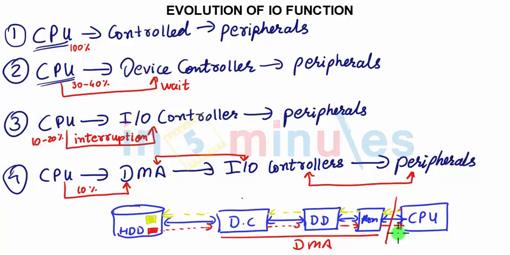So that's it, guys. This is the entire evolution of IO functionality, from the CPU controlling everything to DMA handling transfers, with the major control still under the CPU itself. That's it.